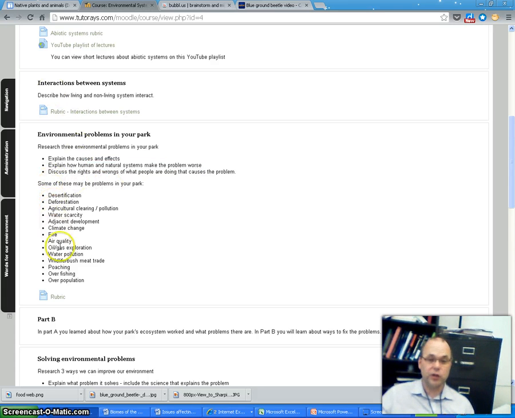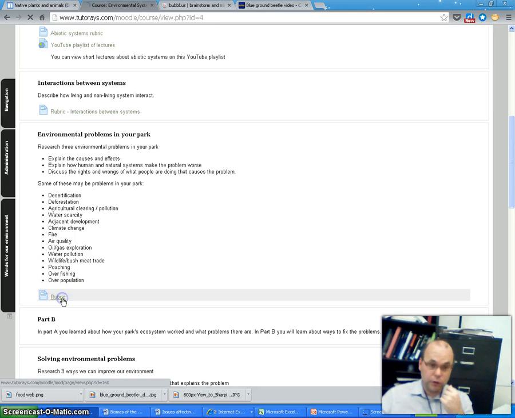I've given you some example problems that might be happening in your park. Obviously, they're different depending on where you are. So just look for environmental challenges in your park. In fact, if you Google environmental challenges in Dartmoor National Park, I expect you'll find some problems.